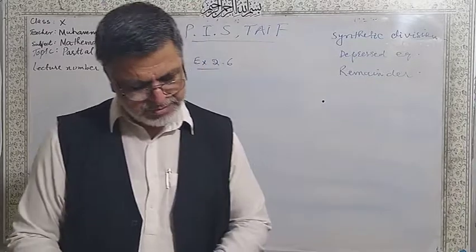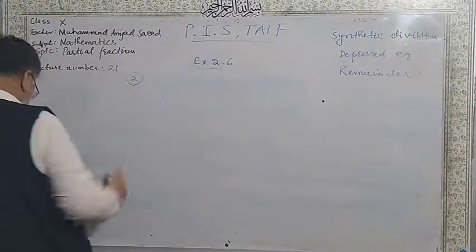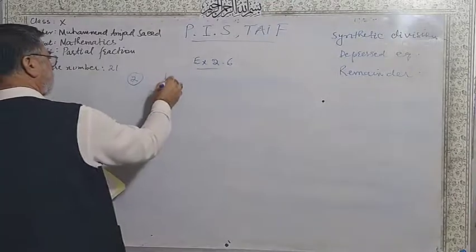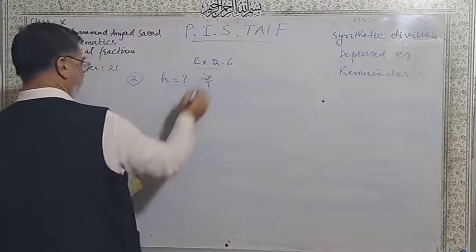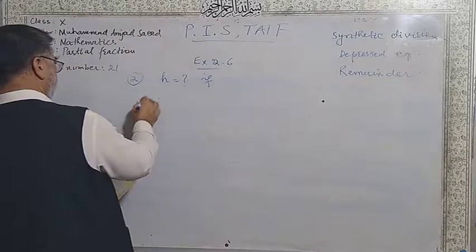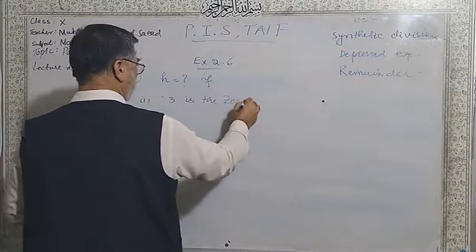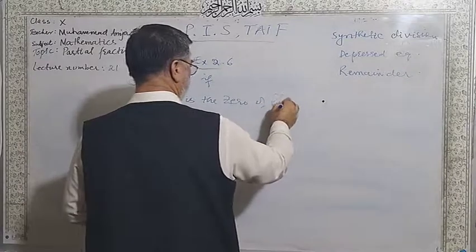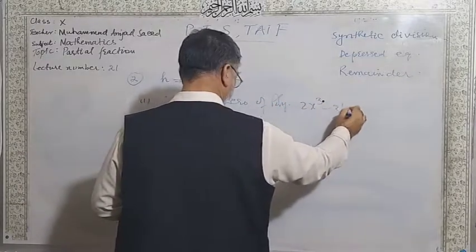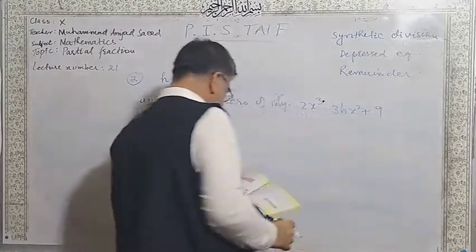Question number 2. In question number 2, find the value of h if 3 is the zero of the polynomial 2x cube minus 3hx square plus 9.